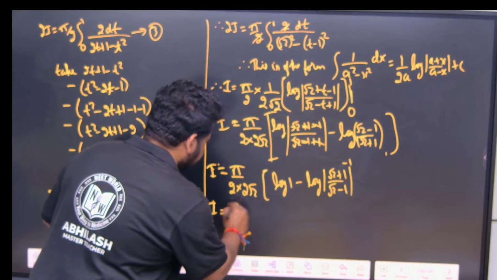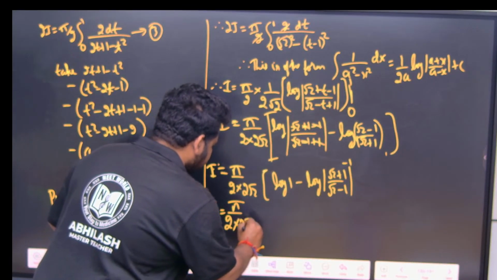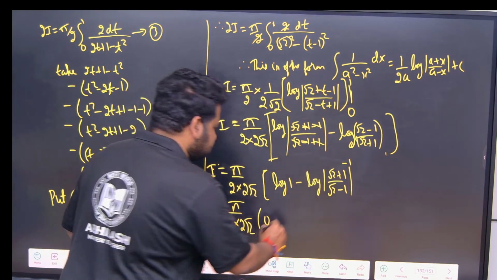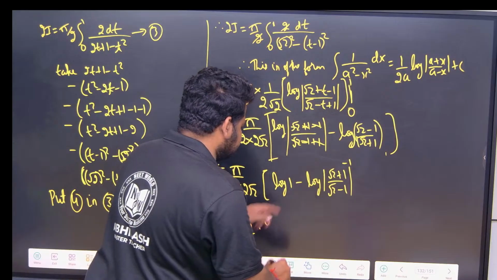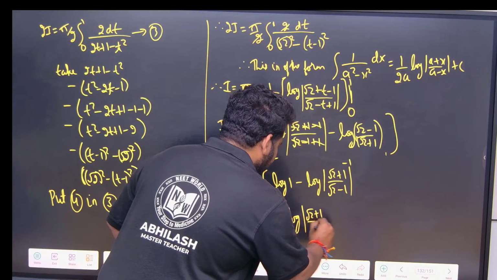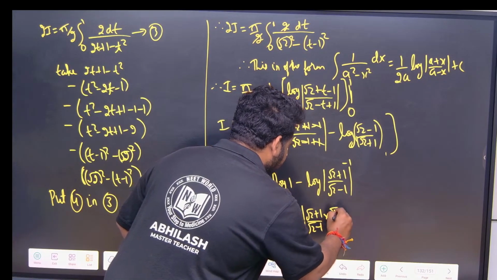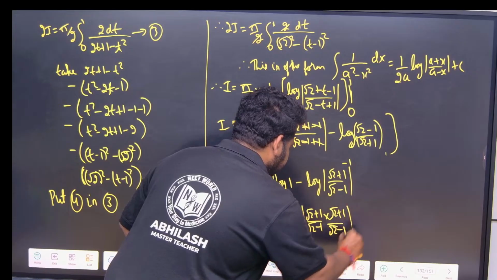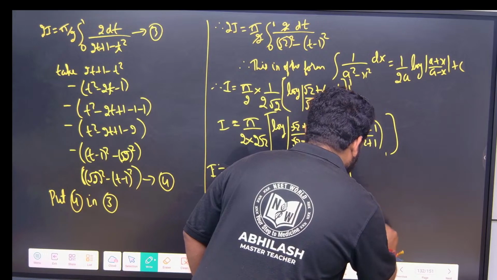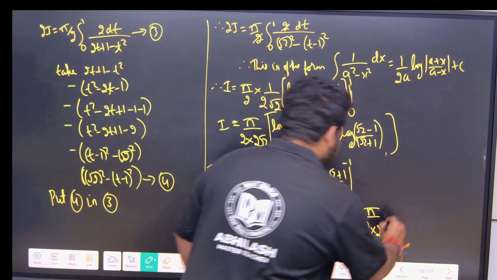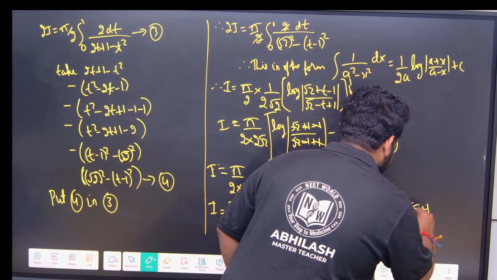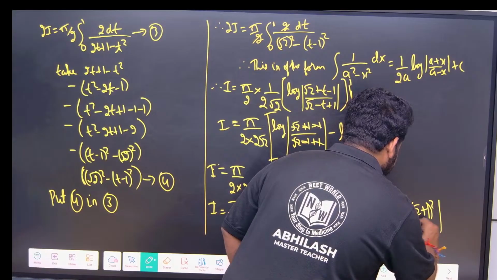So this will become pi by 2 into 2 root 2, log 1 is 0, and this minus 1 I will bring it down. So this will become minus 1 into minus 1, which is plus 1, into log of root 2 plus 1 by root 2 minus 1, this I will rationalize, root 2 plus 1 by root 2 minus 1. So I is equal to pi by 2 into 2 root 2, log of root 2 plus 1 whole square, modulus, divided by what is that?